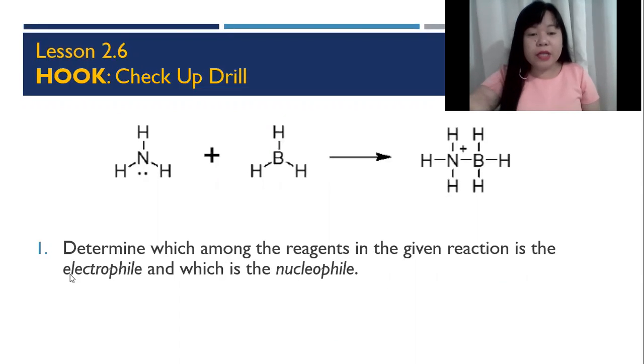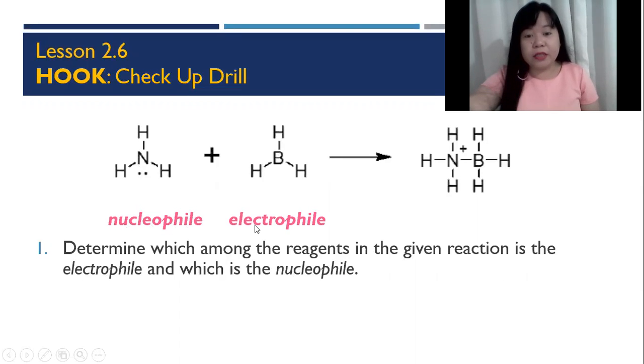So we would expect electrophiles to be electron deficient, and therefore that would be this structure, BH3, because it lacks an octet. The central atom lacks an octet. On the other hand, the nucleophile would have either a lone pair or an excess negative charge, and that would be, in this case, ammonia. So here are the nucleophiles and the electrophiles in the structure.